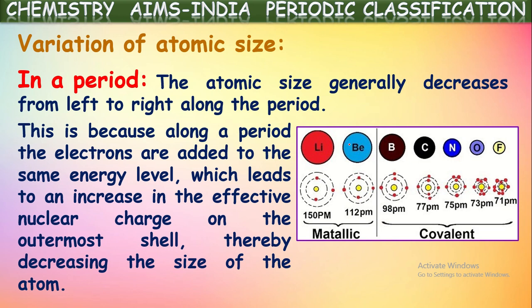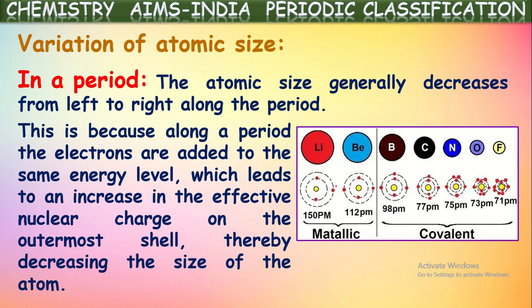Let us consider here the second period. If you see lithium to fluorine, all these elements have two shells only. Lithium has two shells, beryllium also has two shells, even fluorine has two shells. But if you observe, lithium has only one electron in its outermost shell, whereas beryllium has two electrons, boron 3, and it is gradually increasing from left to right, isn't it?